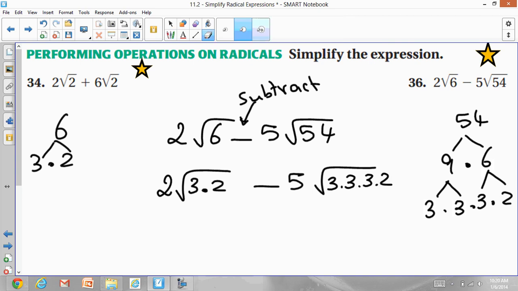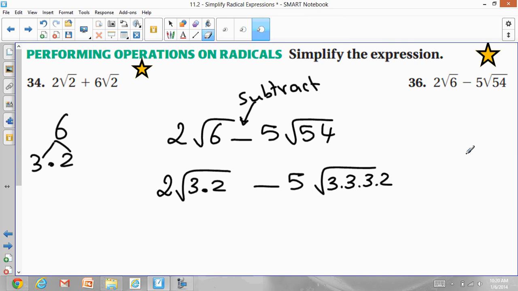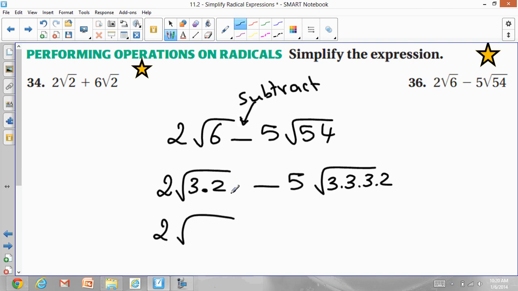So now let's erase this. So this basically is 2 times. Since it doesn't have any same pair, same partner, this just becomes a 6 minus 5. Now let's look for pairs. 3 and 3 is a pair. So I'm going to pull one of them outside the square root symbol. The rest, 3 and 2, doesn't have another 3. It doesn't have another 2 to go outside. So 3 times 2 just becomes a 6 basically.